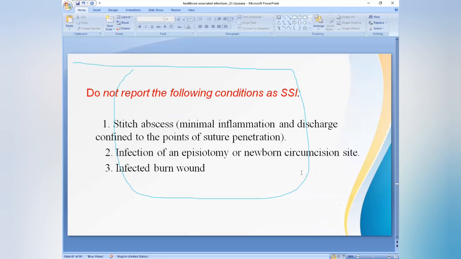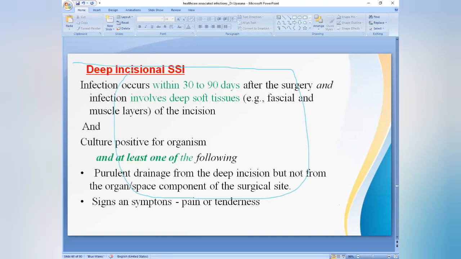So when do we not report SSIs? A stitch abscess, no, it is not a surgical site infection. Any episiotomy wound or a newborn circumcision site, that is not an SSI. An infected burn wound is also not an SSI. Many a time in NABH we face this, when people say this is an SSI and we have filled up the form for SSI. No, a burns infection is not an SSI.